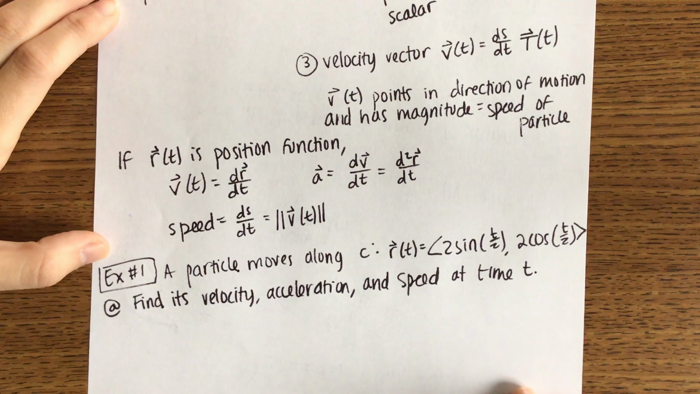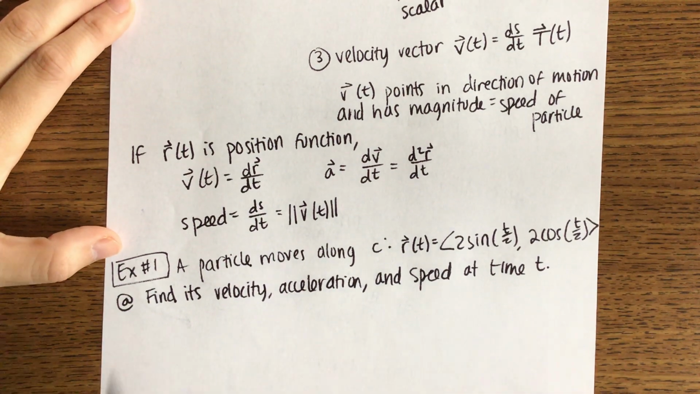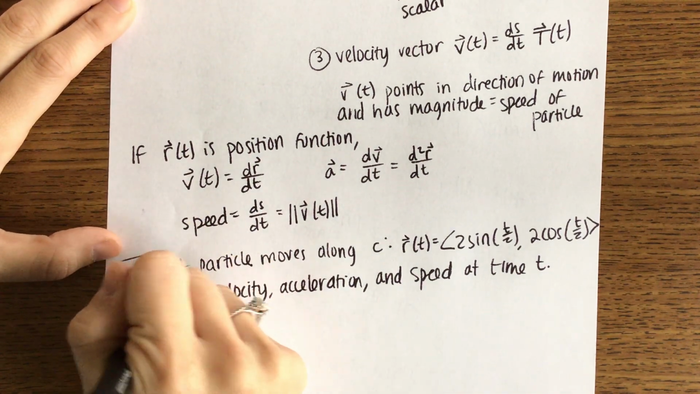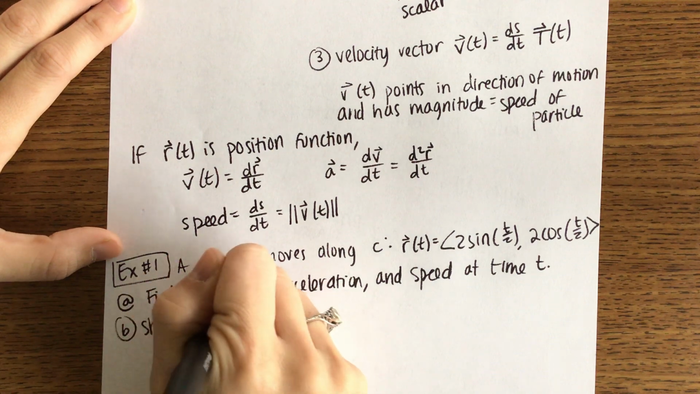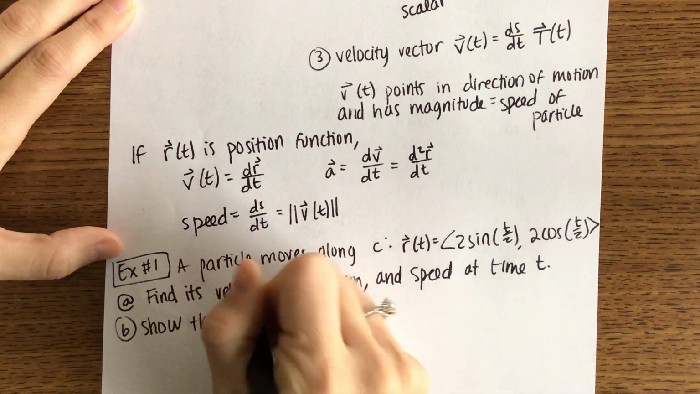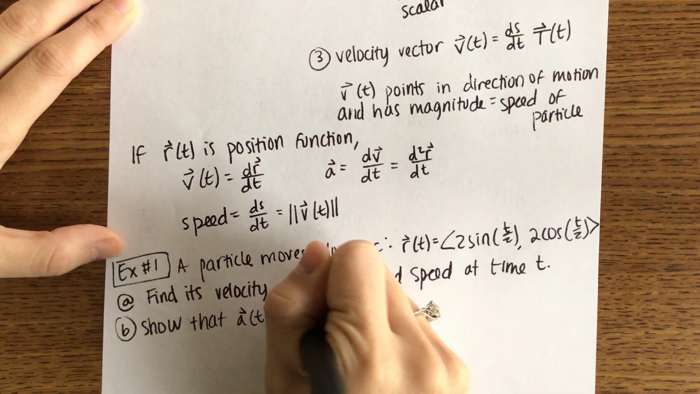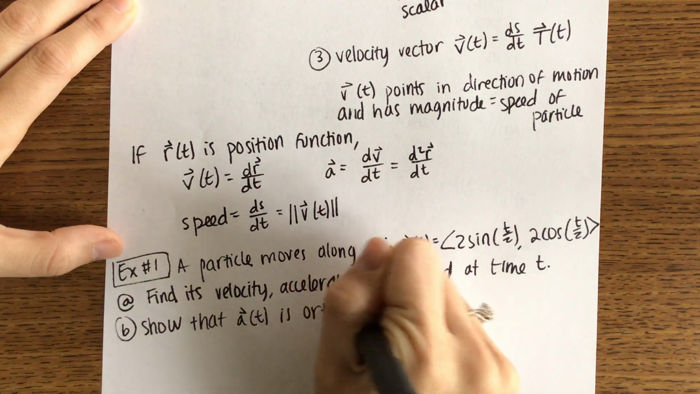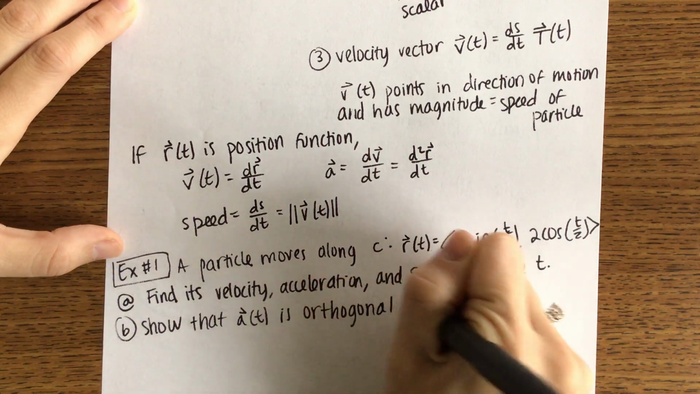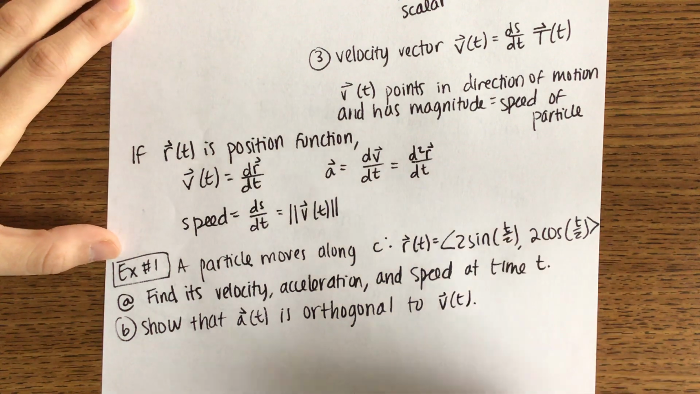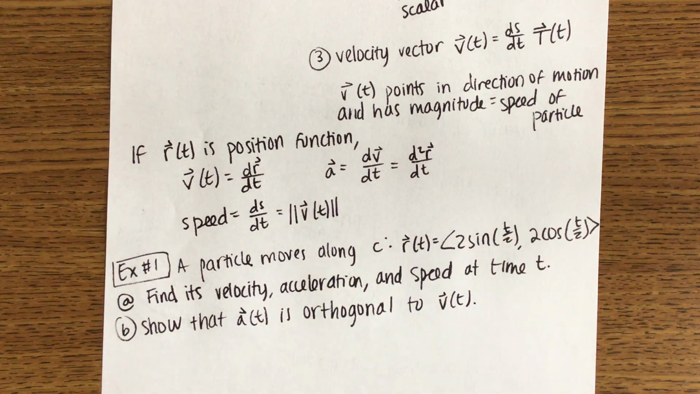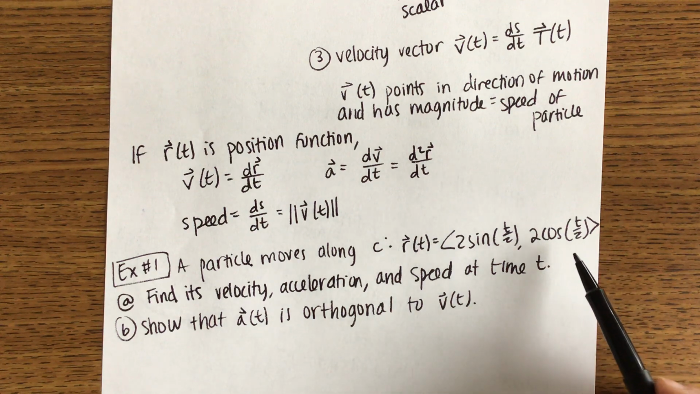Sorry that my handwriting is so crooked today. I also want you to show that the acceleration vector, bless you, is orthogonal to the velocity vector. That's in this case for this specific vector valued function. That won't always be the case.